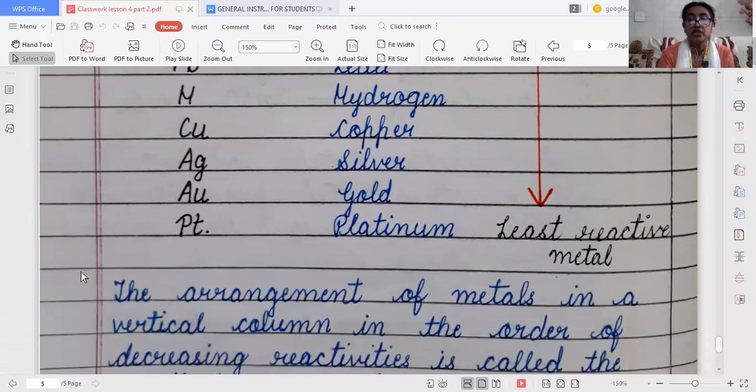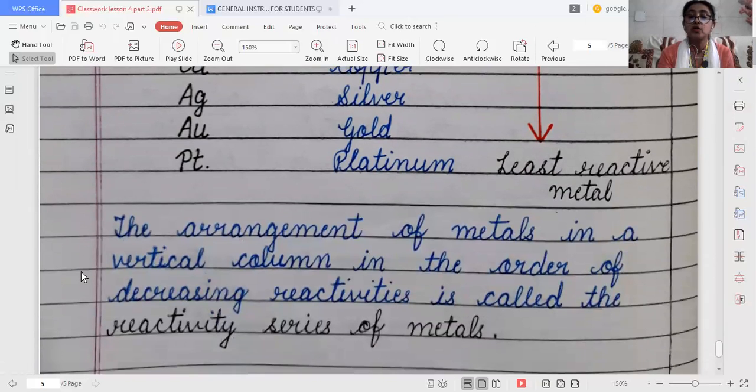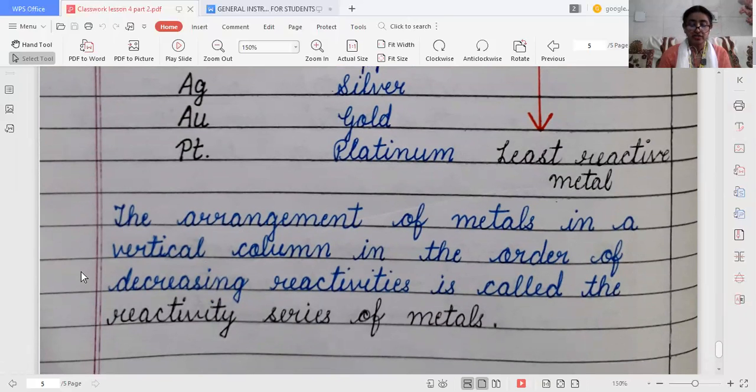So, the arrangement of metals in a vertical column in the order of decreasing reactivity is called the reactivity series of metals. It's very important. You should know which one is more reactive and which one is least reactive. I hope you all understood whatever topics I explained today.